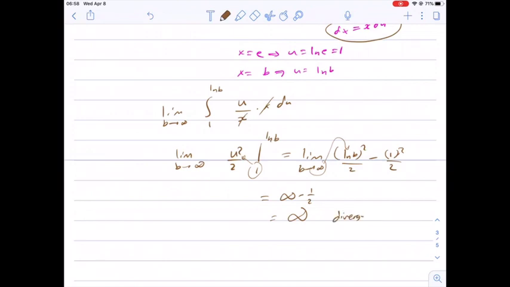So since the improper integral is divergent, that means the series natural log n over n from 1 to infinity is divergent.